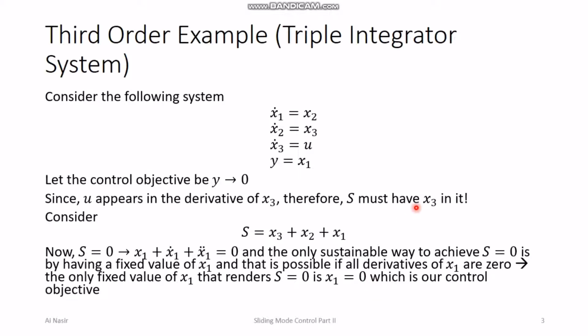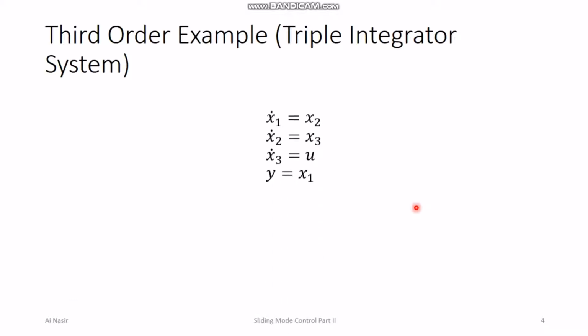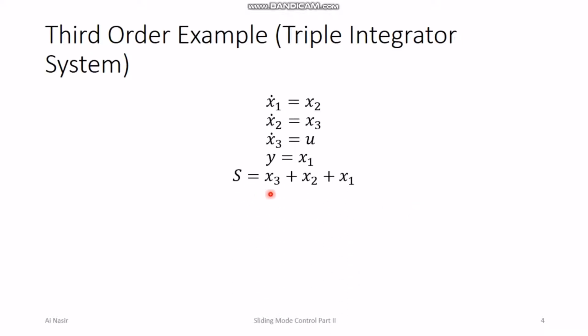Alright, so this is the system, and this is our sliding surface. We have had some discussion about why this sliding surface makes sense, and we will see later by the end of this example that in fact it is okay to define the sliding surface like this.